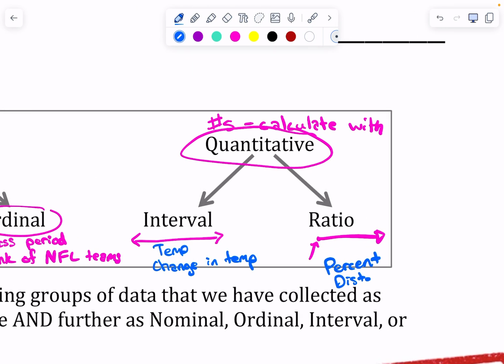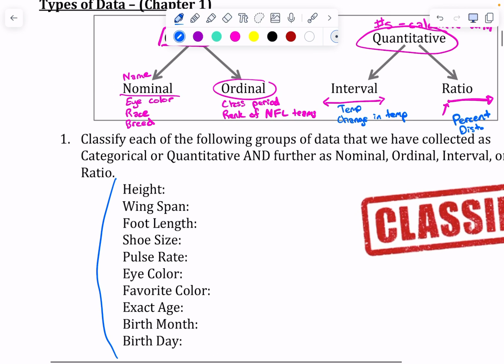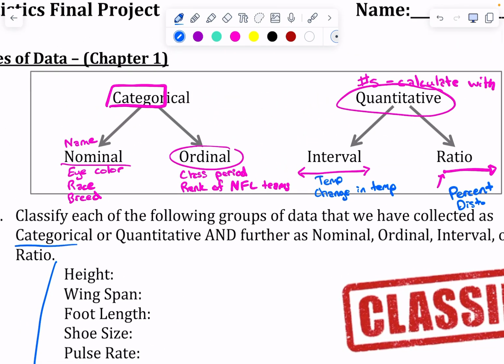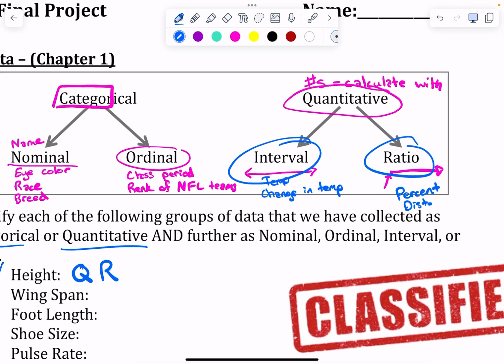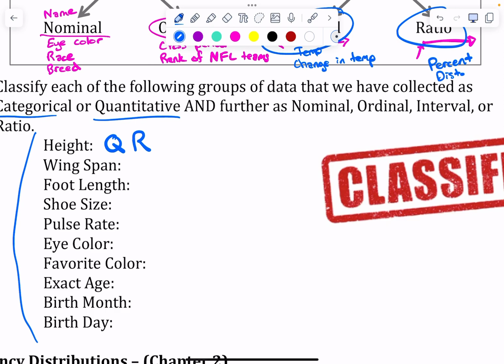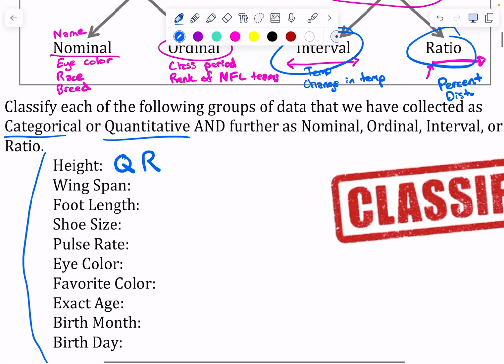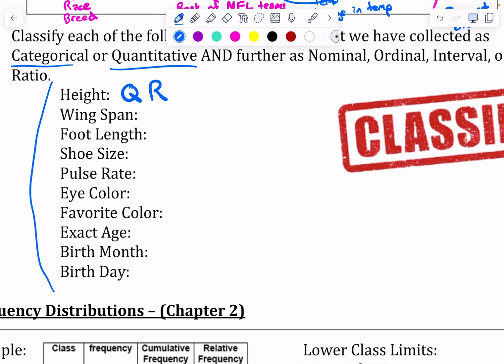So quantitative versus categorical. What you are going to do for number 1 is for each one of these, you are going to write what they are. So let's do height together. Is height categorical or quantitative? Quantitative. So I'm going to put a Q next to it. Is it interval or ratio? Ratio. It is ratio because you cannot have negative height. So you're going to do that for each one. It's going to have a C or a Q, and then an N, O, I, or R next to it, so I'll have two letters. I don't care if you want to abbreviate or write the word out, but that's all you are required to do for number 1. Questions about that?